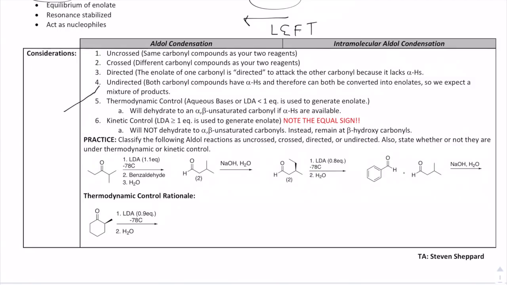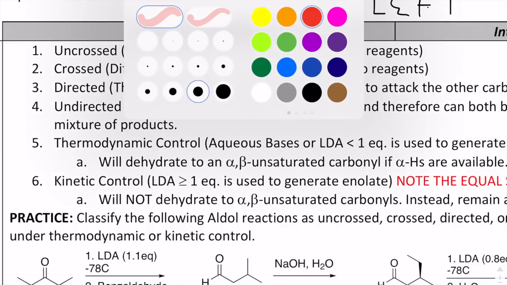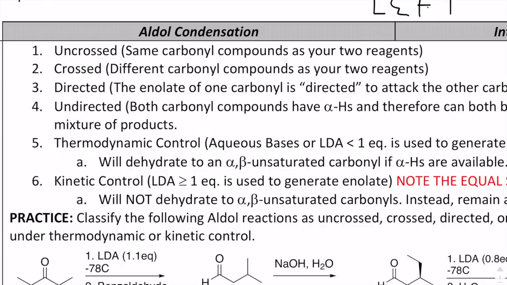So let's just zoom in over here. All right. So these 4 words are, although you won't be tested on them, I think it's very important when you get each reaction to classify it. Hey, is it this? Is it this? Is it this? And if I use these words and classify it, I'm a little bit better off in terms of predicting the product. So the first term is uncrossed versus crossed.